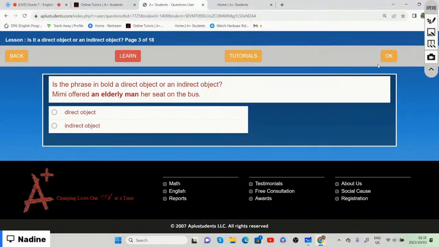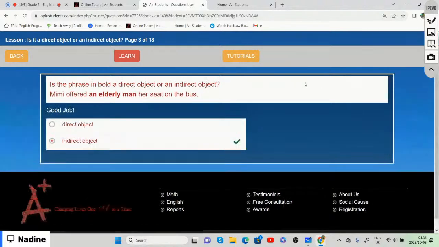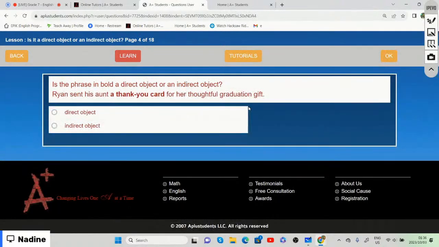An elderly man. Mimi offered an elderly man her seat on the bus. Is that a direct object or an indirect object? If we look at the words an elderly man, it is between the verb and the direct object. So we will say this is an indirect object. And yes, if you said indirect object, then well done.